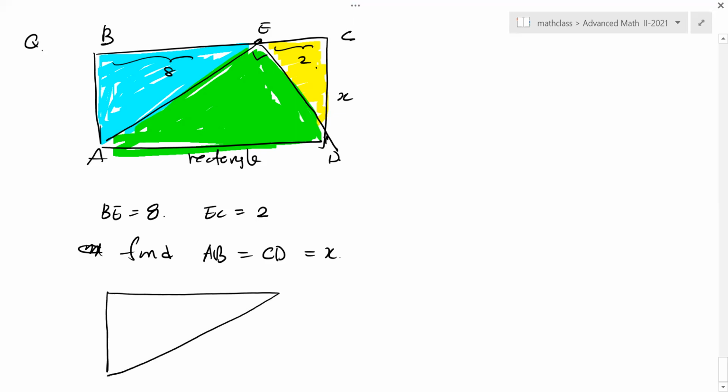So this is 8, B, and E, and A. Now the small one is also rotated, and it's going to be like that. When I rotate it, this will be C, that will be E, then this will be D, and this side becomes X. This side is 2. But I think AB is also X.